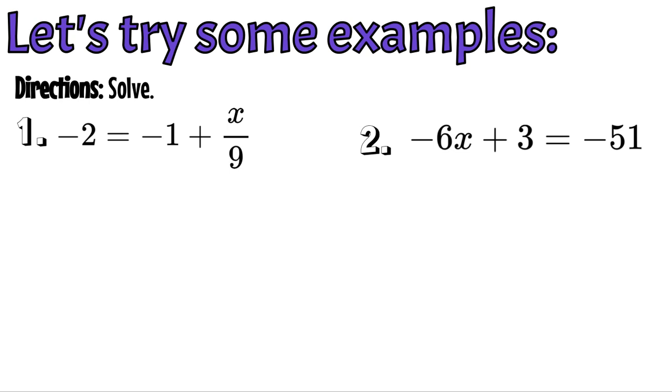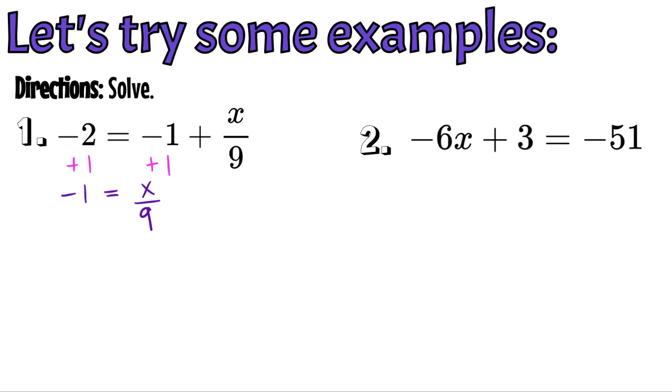In the first example, it says -2 equals -1 plus x over 9. So the first thing we want to do is identify that this is the term that contains the variable. So this is the term that I want to get by itself, which means that I want to get rid of this -1, right? We have x over 9 minus 1, basically. So to undo -1, we want to add 1 to both sides. So on the left, we have -2 plus 1, which is -1, equals, and then our -1 plus 1 adds to 0, so all we're left with on the right is x over 9, which is what we wanted.